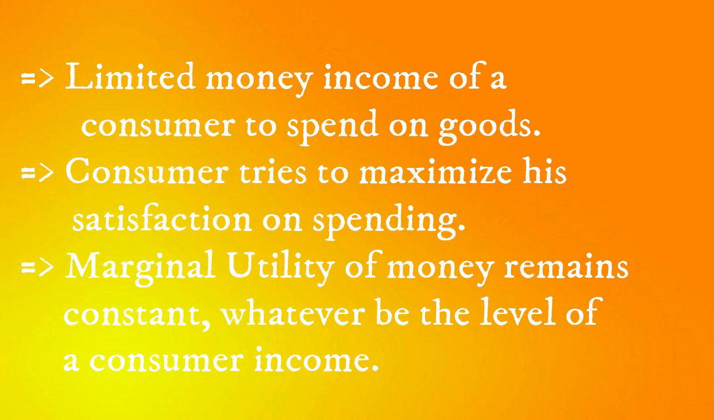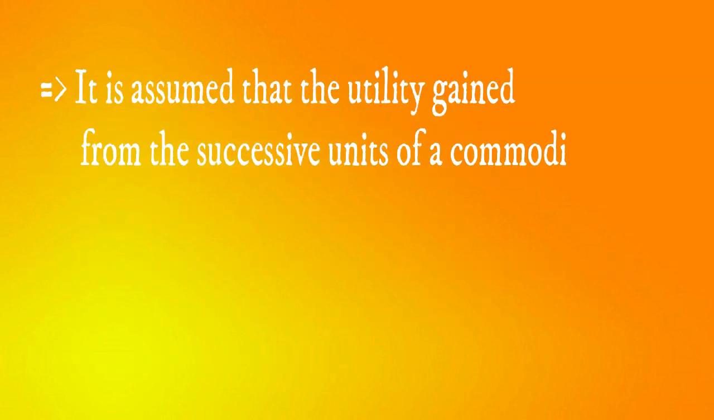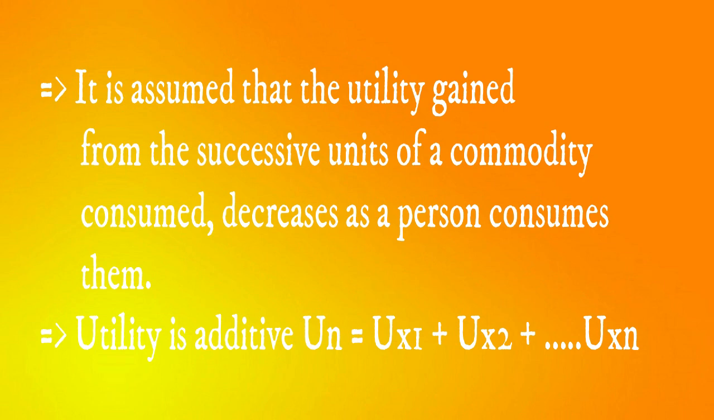Whatever be the level of a consumer's income, it is assumed that the utility gained from the successive units of a commodity consumed decreases as a person consumes them. Utility is additive: Un equals x1 plus x2 plus till xn.